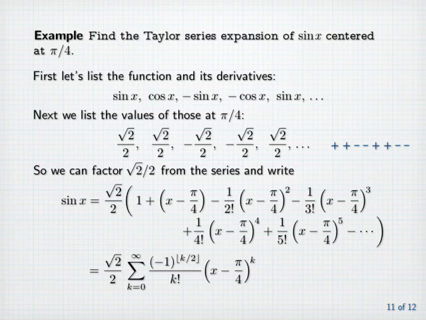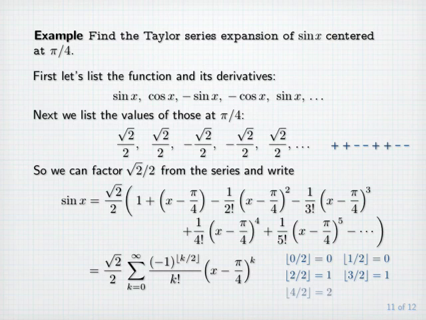Now let's think about the minus 1 raised to the greatest integer in k over 2. When k is 0, the exponent is the greatest integer in 0, which is 0, and so we have minus 1 to the 0, which is 1. When k is 1, the exponent is the greatest integer in 1/2, which is again 0, and so again we get minus 1 to the 0 power, which is plus 1. But when k is 2, the exponent is the greatest integer in 1, which is 1, and so we have minus 1 to the first power, or minus 1. When k is 3, the exponent is the greatest integer in 3/2, which is again 1, and so again we get minus 1 to the first power.